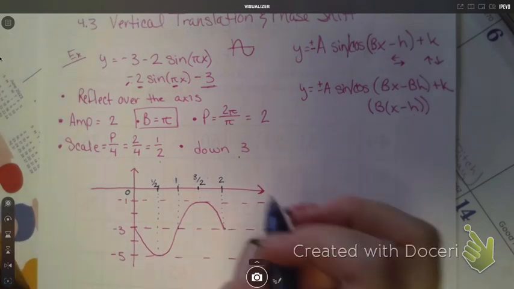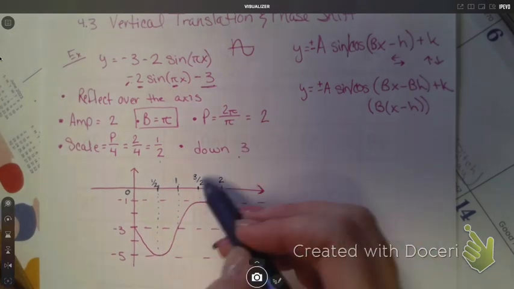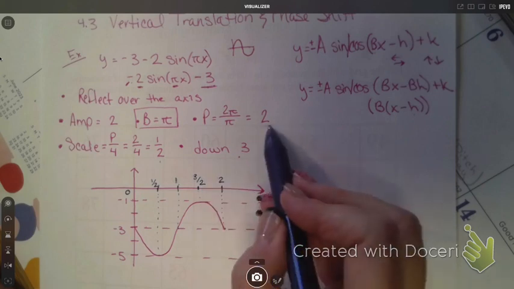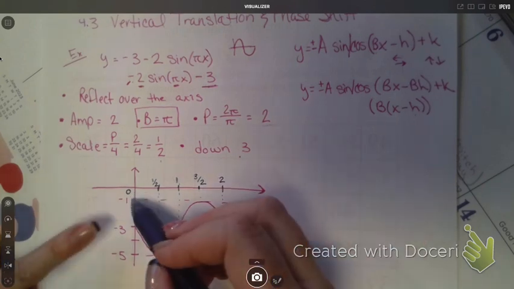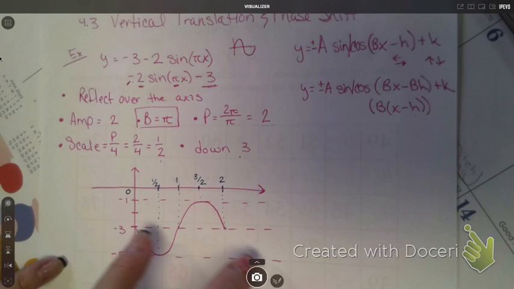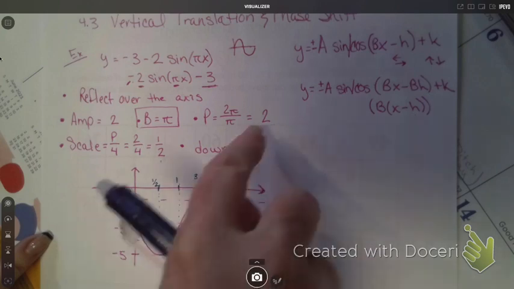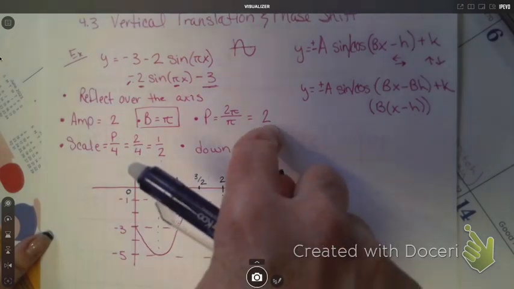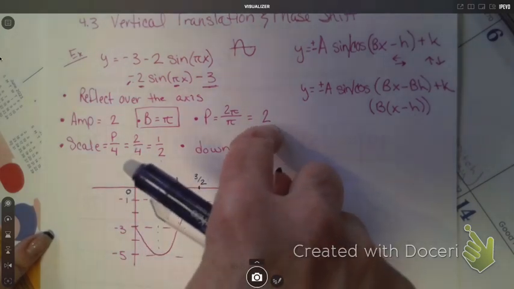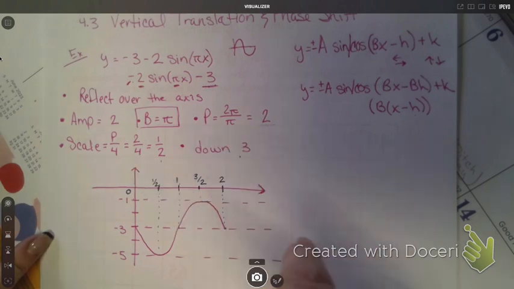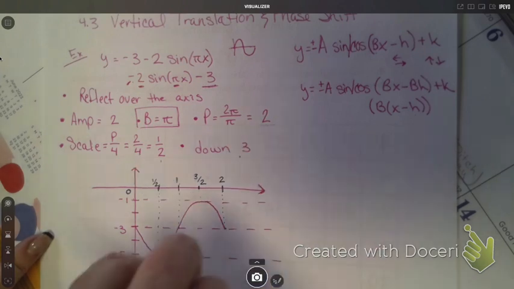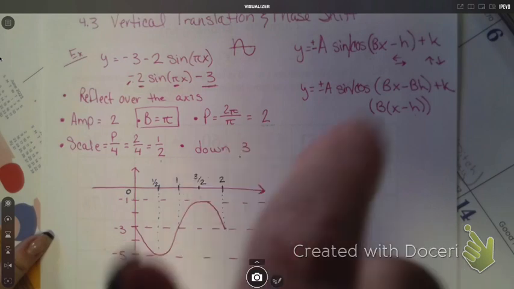And I stopped because where should I end? 2. Only because I started at 0. But I'll show you a trick for when we move it left and right. You'll take your ending and your starting and subtract them, and you better get your period. Because if you don't, then you added wrong. So not much difference, just up and down, right? Okay.